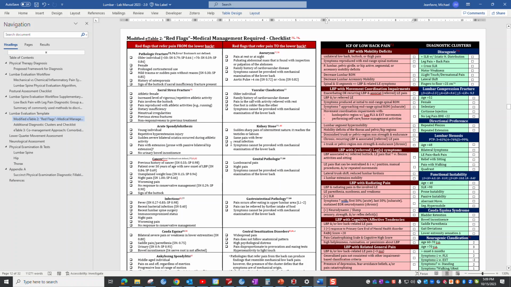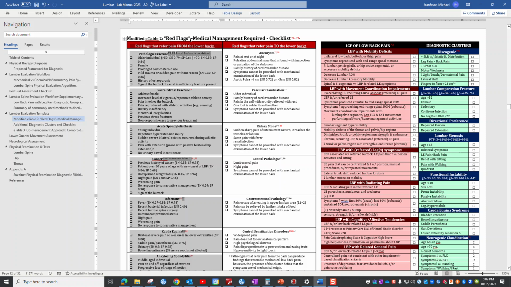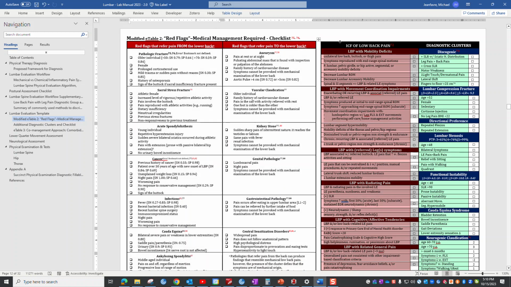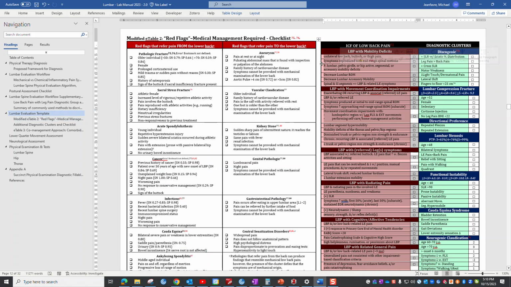So a two-sided piece of paper that, again, has almost like full stop things that you need for your evaluation patient encounter. You have the red flags that are referred from the low back, and you have red flags that are referred to the low back. You have your ICF classifications based off the clinical practice guidelines, as well as the different criteria that would lump or be most consistent with individuals that would fit this particular group. And then you also have diagnostic clusters that have been described.